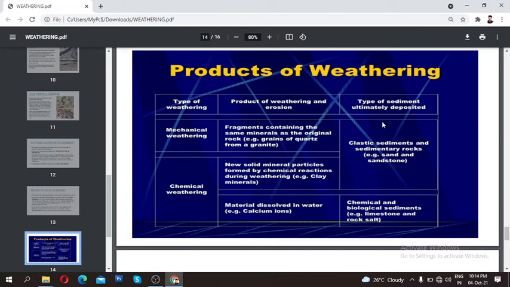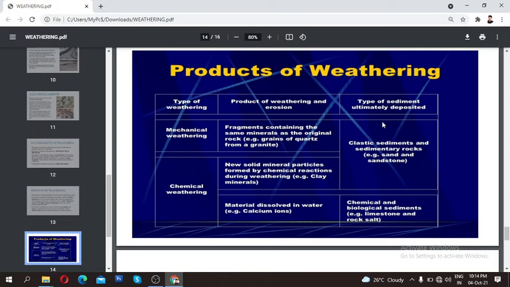The next is material dissolved in water. As we know, there are various soluble minerals. For example, calcium carbonate, CaCO3, will easily dissolve, or these ions are easily dissolved in water. The example given is calcium ions.